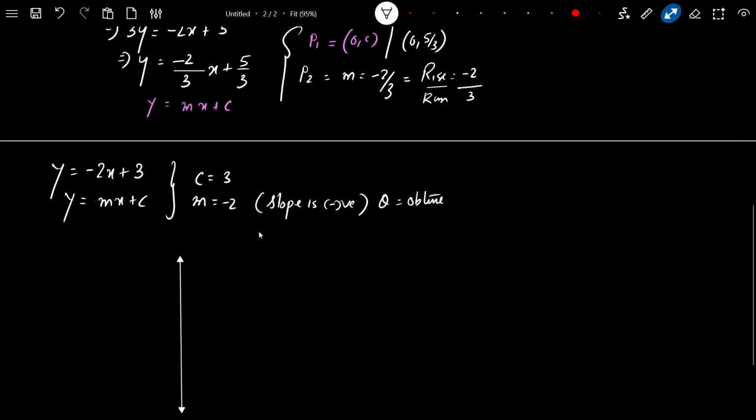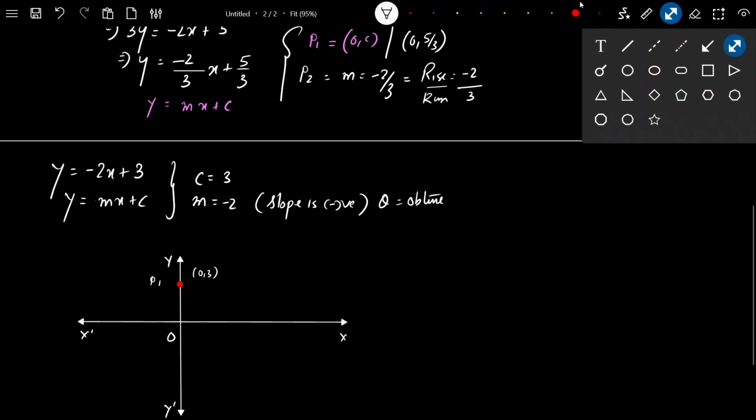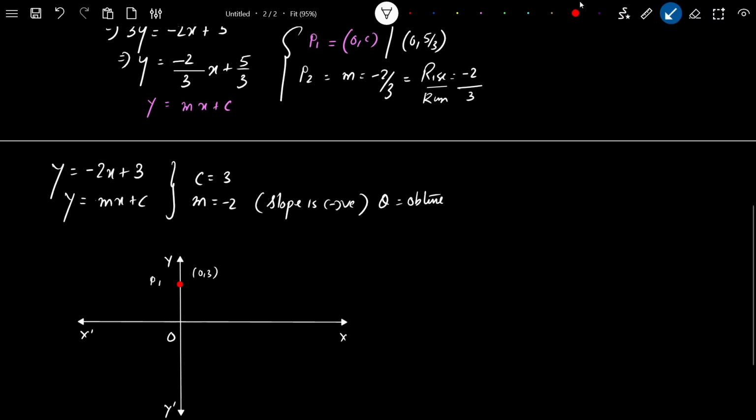So let's take a Cartesian coordinate system. Everything remains the same as before, x'ox, and this is yoy'. The first point P1 would be (0, 3). So this is my point P1, and this point is (0, 3). Now all I have to do is go by my rise and run. So let's see what our slope is.